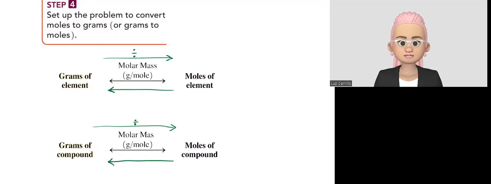understand that in order to do this, we are going to specifically multiply by the molar mass of an element or a compound. Let's actually do an example so we can illustrate this process.